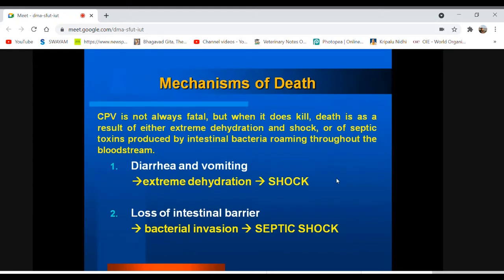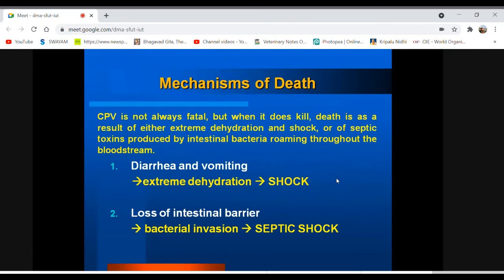Another is loss of the intestinal barrier, as we have already discussed, with very severe affection of the villi, microvilli, and crypts of Lieberkühn. Then absorption of nutrients will not be there. And the bacterial invaders, these microbial organisms getting into the GI tract, will get easily into the system, causing septic shock. They may produce toxins, with the intestinal microflora or bacterial organisms roaming throughout the bloodstream and producing these toxins. So they may cause another shock, which we call septic shock.